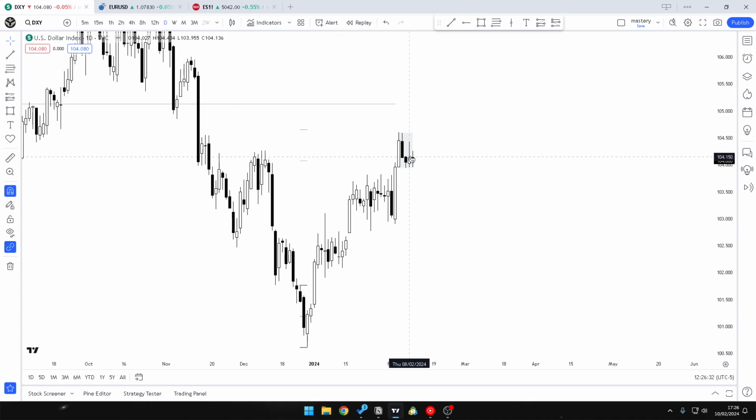This was then followed by Thursday accumulation and then my Friday inside candlestick.